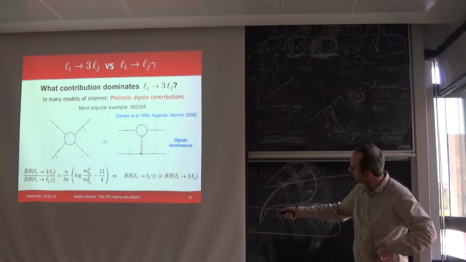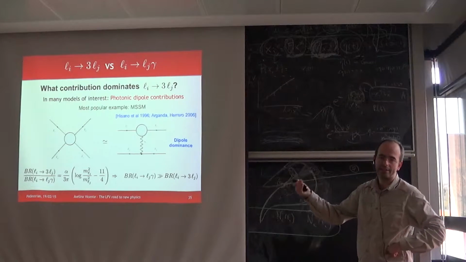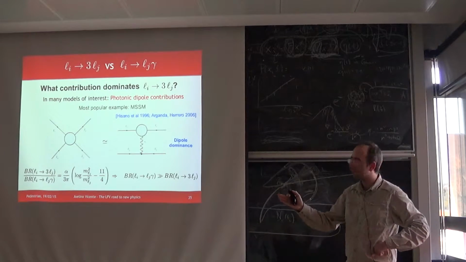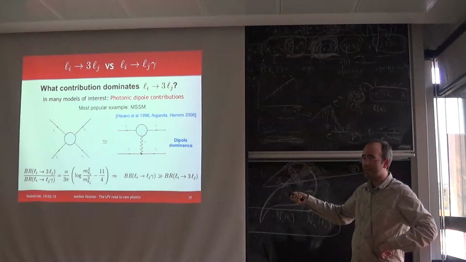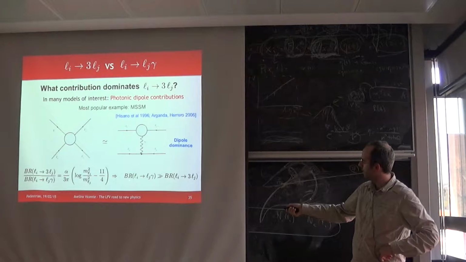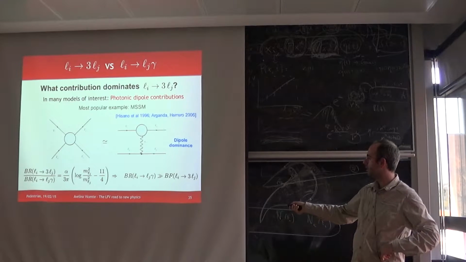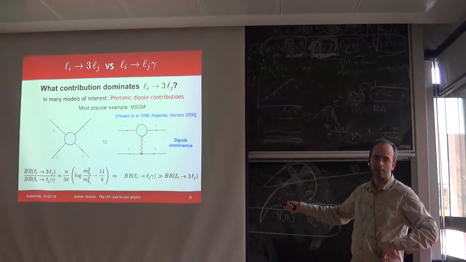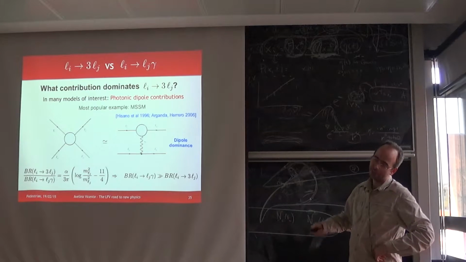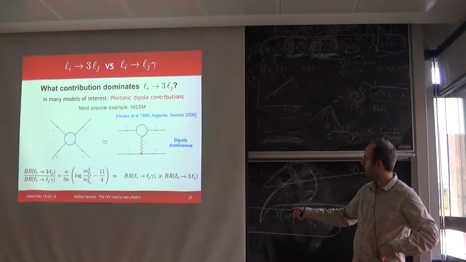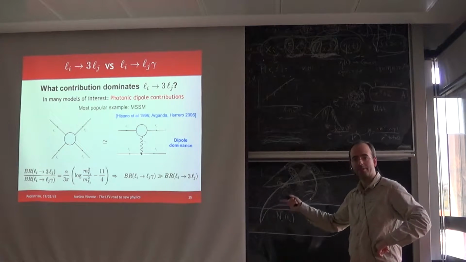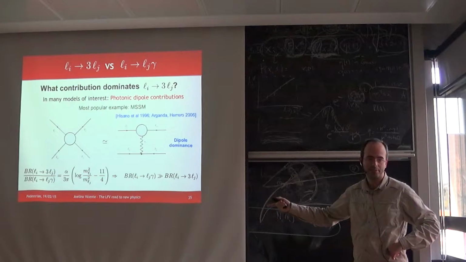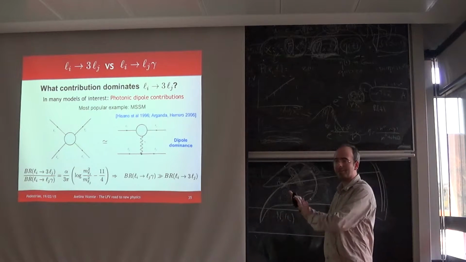Now, you can easily check that this number here is small. It's something like 1/100 or something like that, like 10 to minus 2. And then you conclude immediately by doing this calculation that if you are in this model, you expect the branching ratio for lepton to lepton gamma to be much larger than the one for lepton to 3 leptons. That's one of the reasons why people have put so much money into this process, because they were expecting this to be easier to discover than the other one, because it has a larger ratio. But of course, this is something very particular of this model.